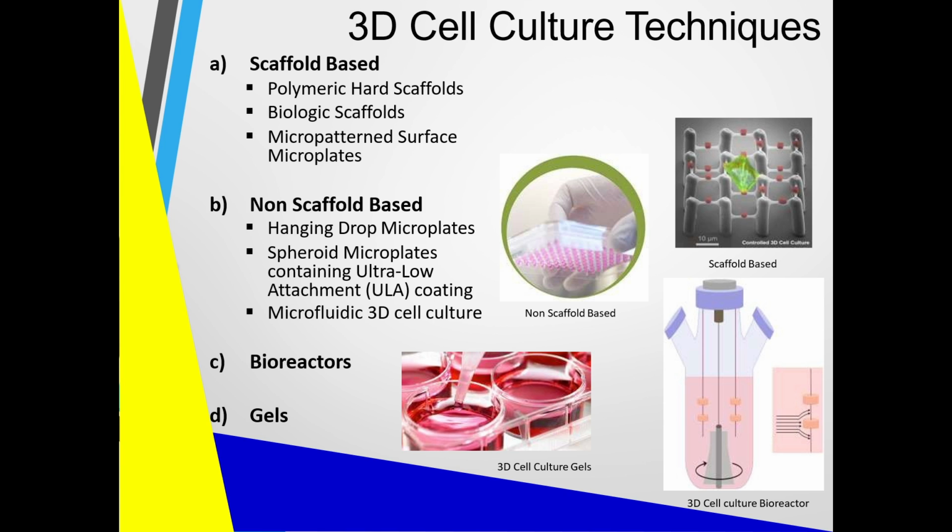Similar thing with 3D cell culture, you need to have a base in order for the cells to grow. This base is called the scaffold. The scaffold base can come from polymer, the second one is biologic, and the third one is micro-patterned surface microplates. And then for non-scaffold base, there are hanging drop microplates, spheroid microplates containing ultra-low attachment coating, and microfluidic 3D cell culture, and then next we have bioreactors and gels.